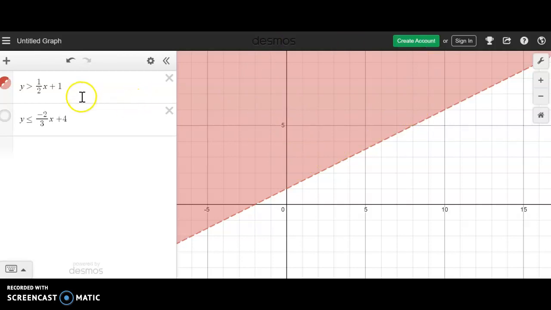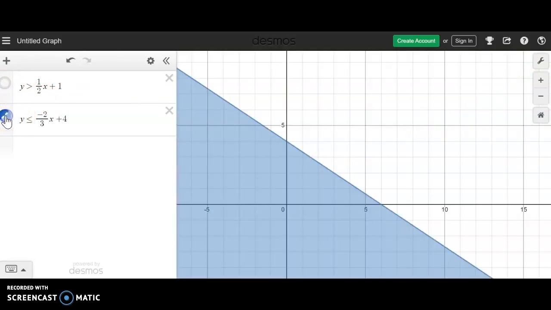And then let's look at the other one. So let's take the focus off this one. Look at this one. This one has a y-intercept of 4. Then you go down 2, right 3, down 2, right 3, and you have your whole line here. And you notice that it does have an or equal to right there. It has an or equal to sign, which means you want a solid line.